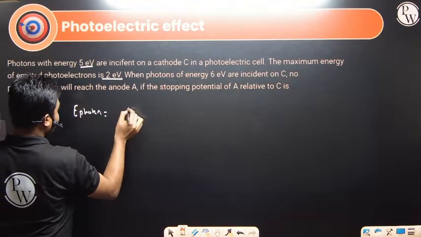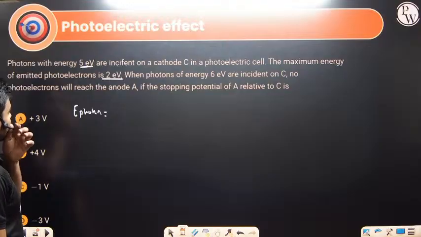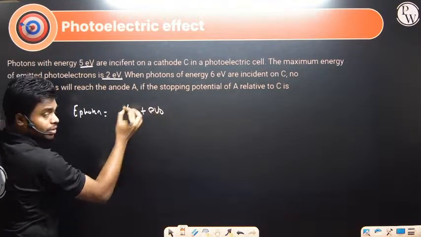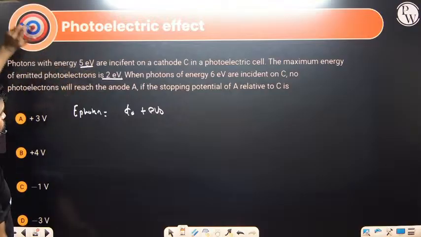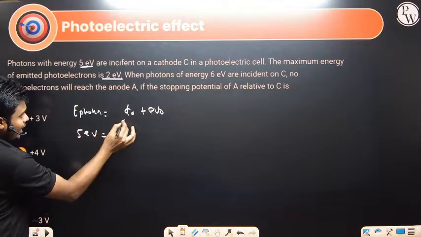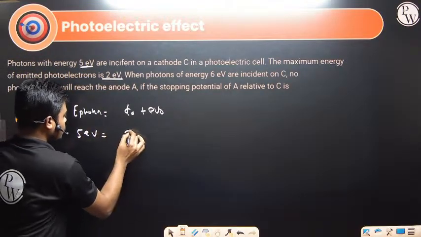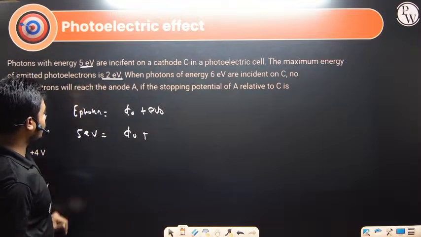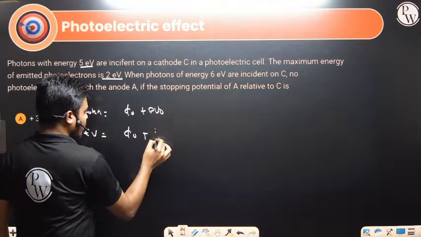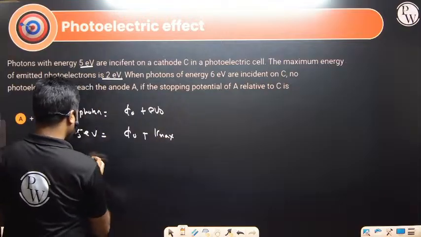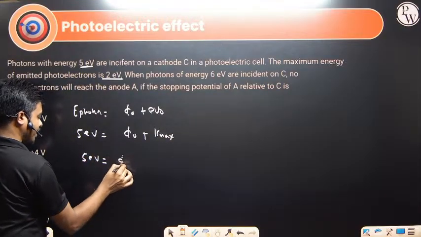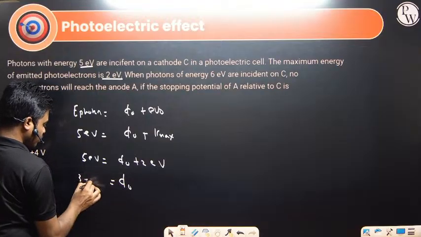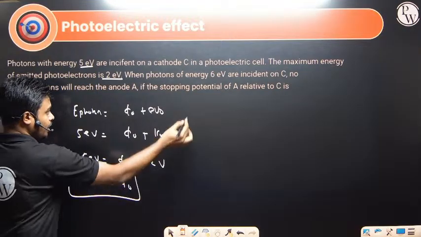The energy of the photon is given by phi naught plus eV naught, in terms of the stopping potential. Here the energy of the photon is 5 eV, and we have to calculate phi naught. The maximum kinetic energy of the photoelectron emitted is 2 eV, this is also K max. So 5 eV equals phi naught plus 2 eV. So phi naught is 3 eV.